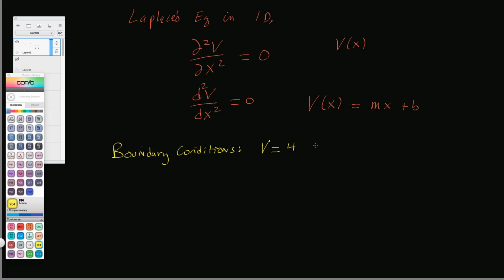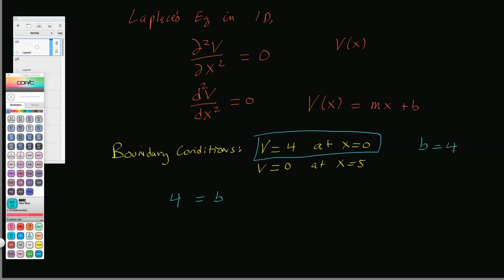All right, so let's have v equal 4 at x equals 0, and v equals 0 at x equals 5. Okay, this is easy. Let's do the first one. If v is 4 at x equals 0, this means that b is 4. And that means that v of x is mx plus 4.